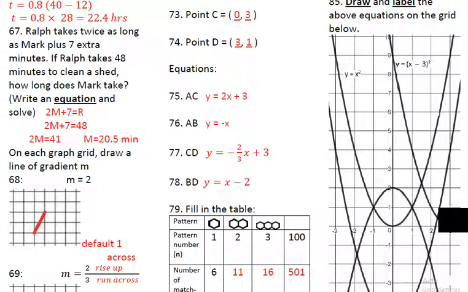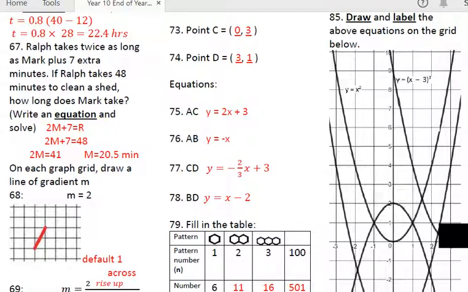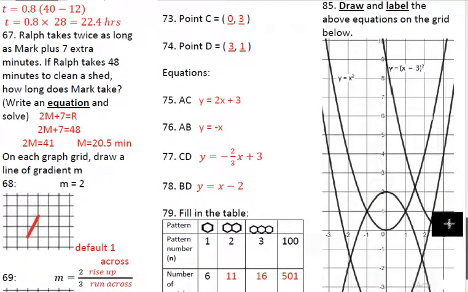Oops, what's happened here? Something's frozen. I don't know what's going on. Anyway, there's a bug in the system. Across 3 up 1. I think my whole thing's frozen. We've got some problem with the software here.